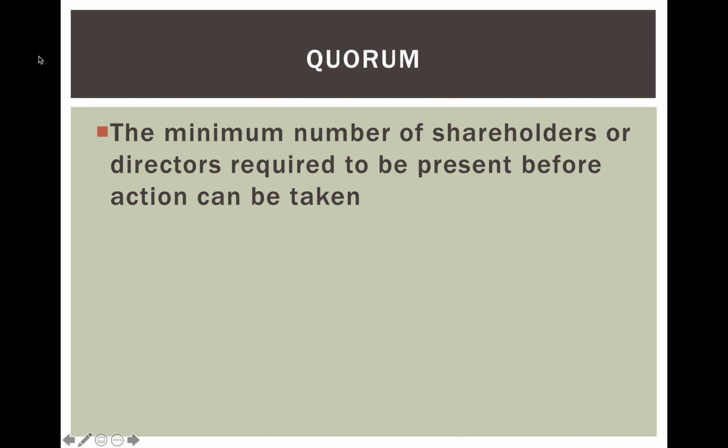So once the meeting is called to order, the first line of business, I suppose, is to see if there's a quorum. And a quorum is the minimum number of shareholders or directors required to be present before an action can be taken.